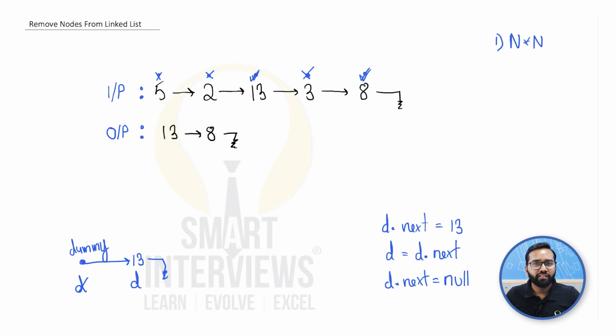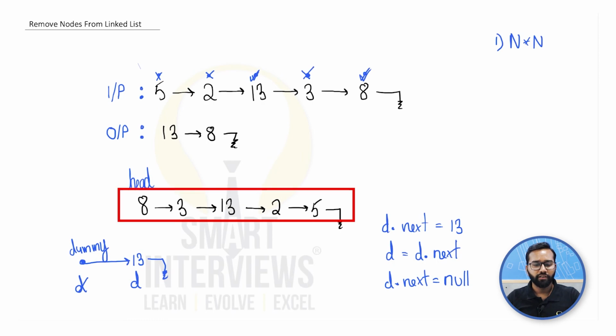So, if we implement in this manner, it is going to take us n square iteration. However, we observe that every time we are iterating on the right side and finding the max. Instead of that, let us see what happens if we reverse the linked list. So, the reverse linked list will look like this. You will have 8, 3, 13, 2 and 5.